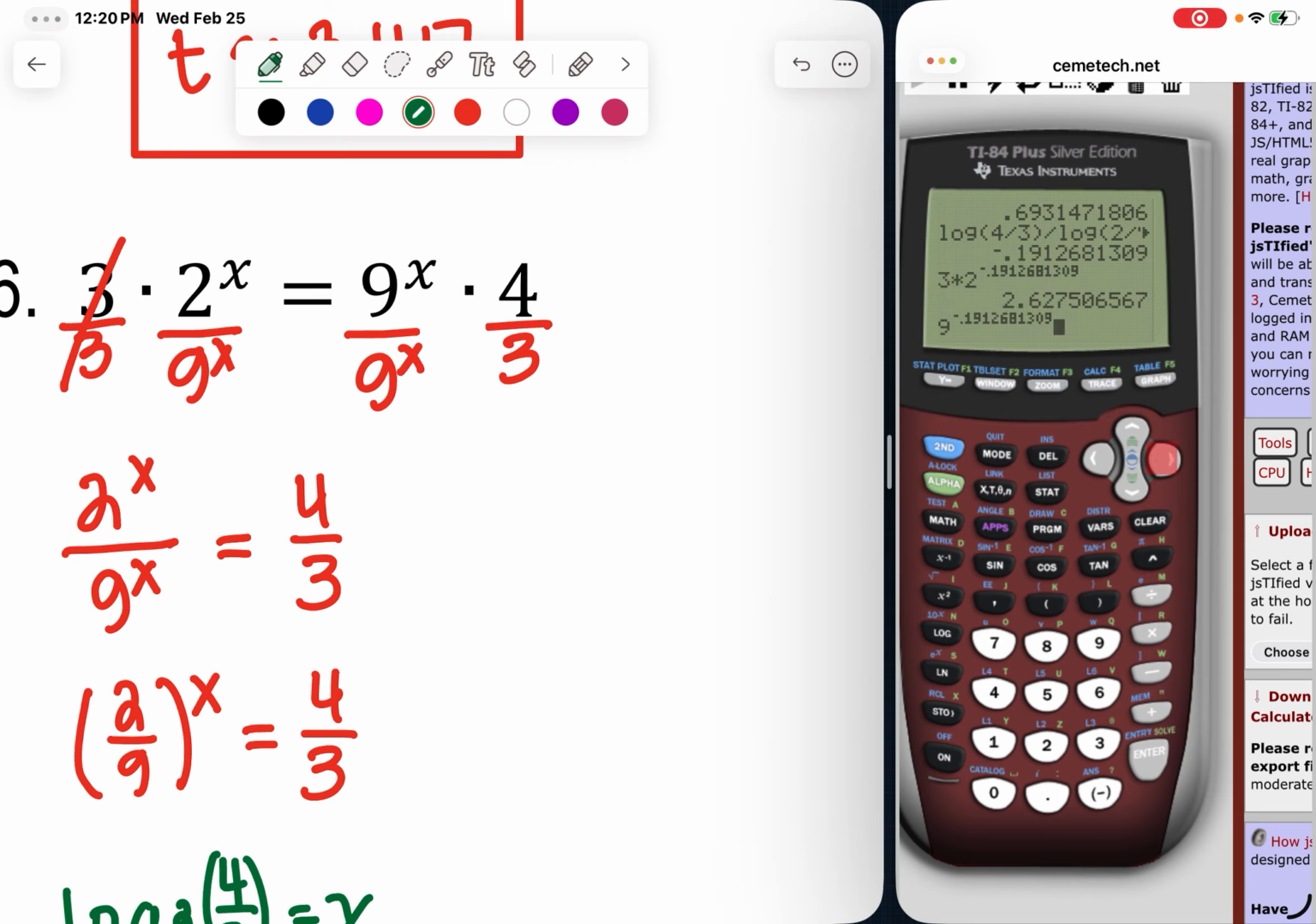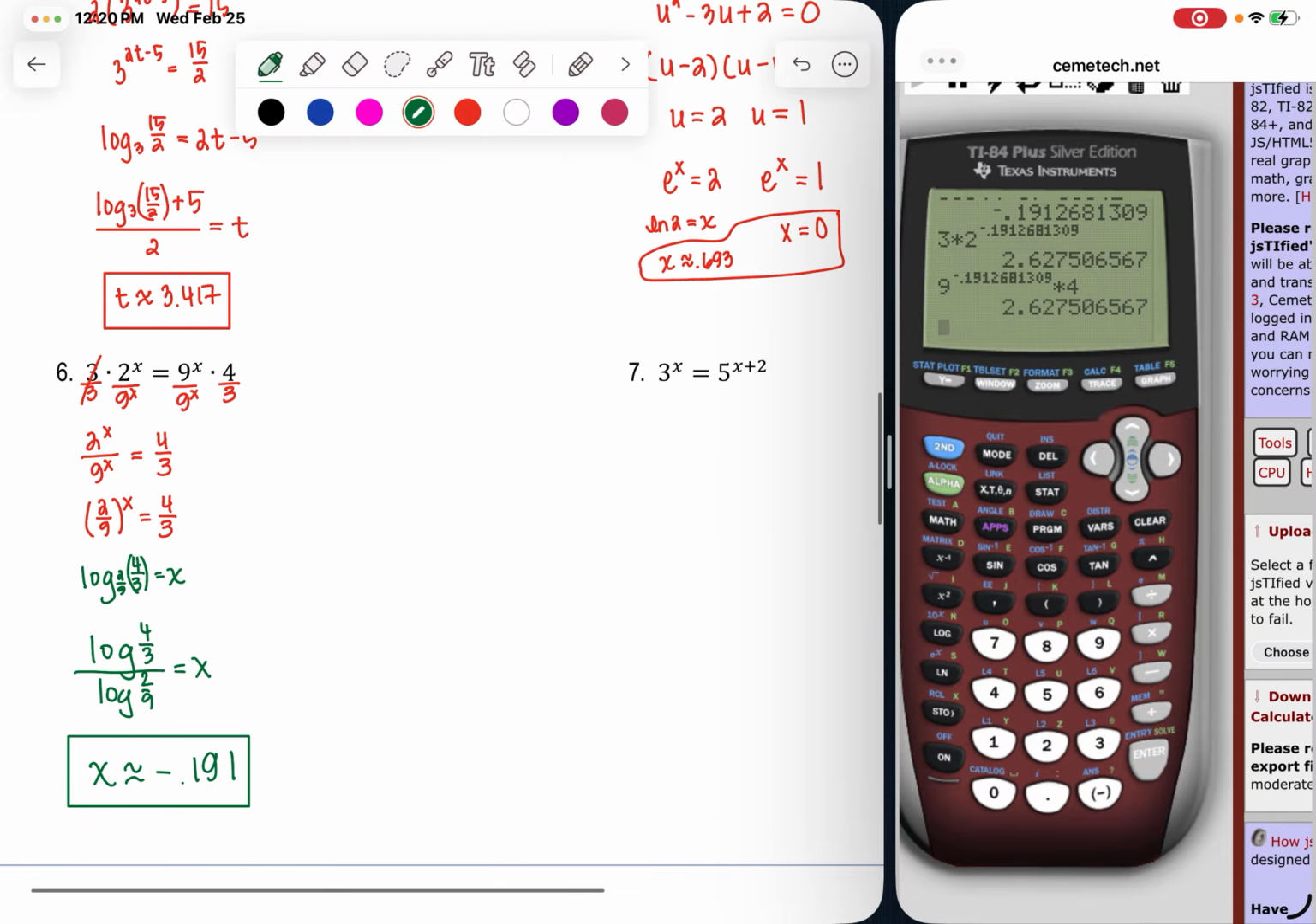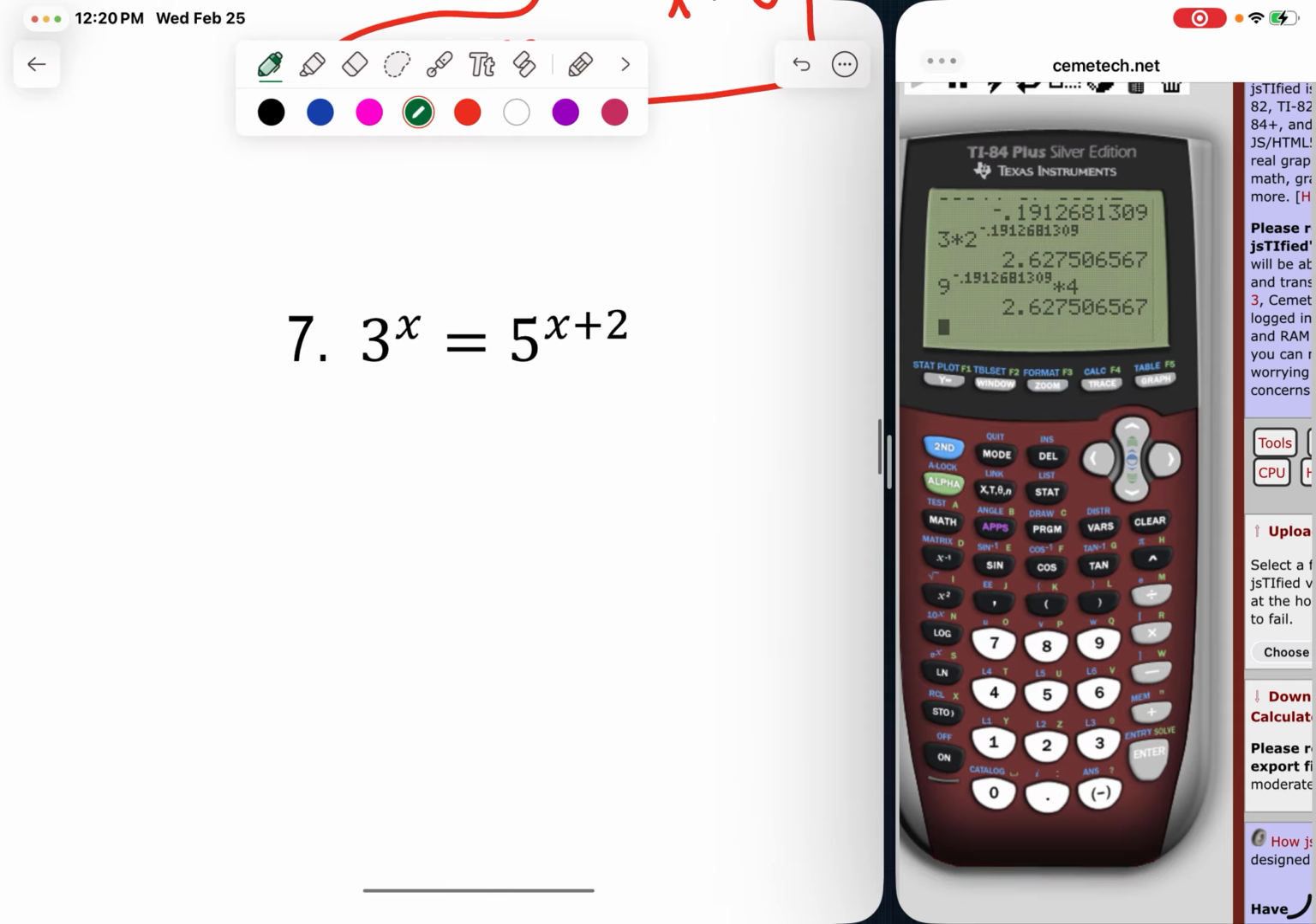Get out of that, and then times 4. And you should get the exact same answer, right? And if you do, it's because they're equal to each other. So now I know that I did it right. All right, so you can check your answers even though they're a little unsettling.